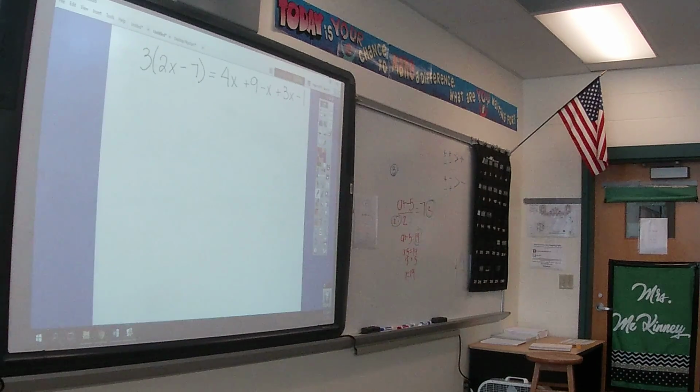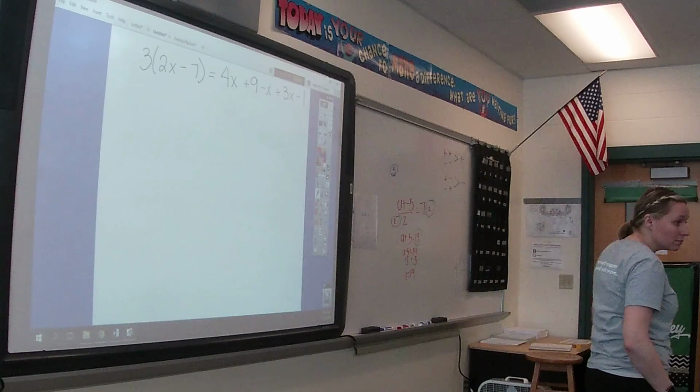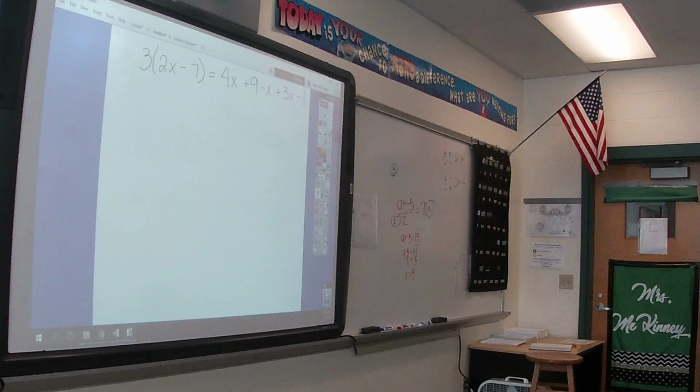Three times the quantity of 2x minus 7 equals 4x plus 9 minus x plus 3x minus 1. This is not hard. This is long. It might take you a couple more minutes to do it. It has more steps, but it's not hard.